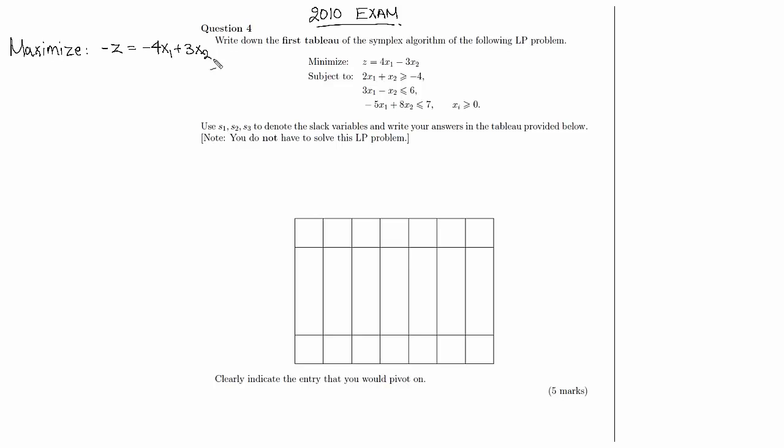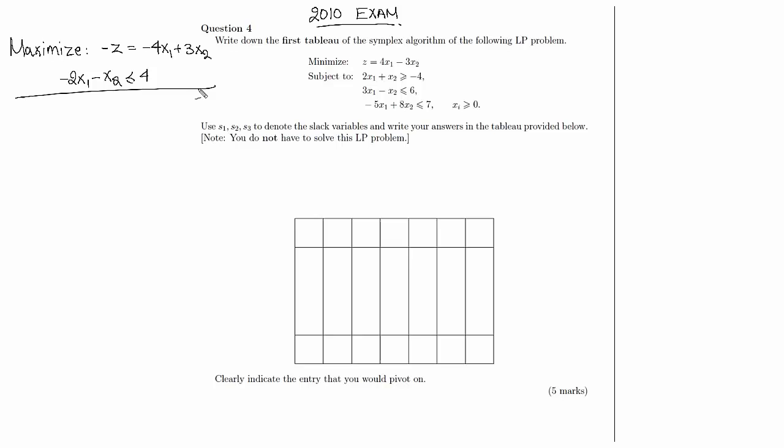And then the only constraint that needs to be rewritten in its canonical form is the first one. So we're going to multiply that by minus 1, and we're going to have minus 2x1 minus x2 is less than or equal to 4.